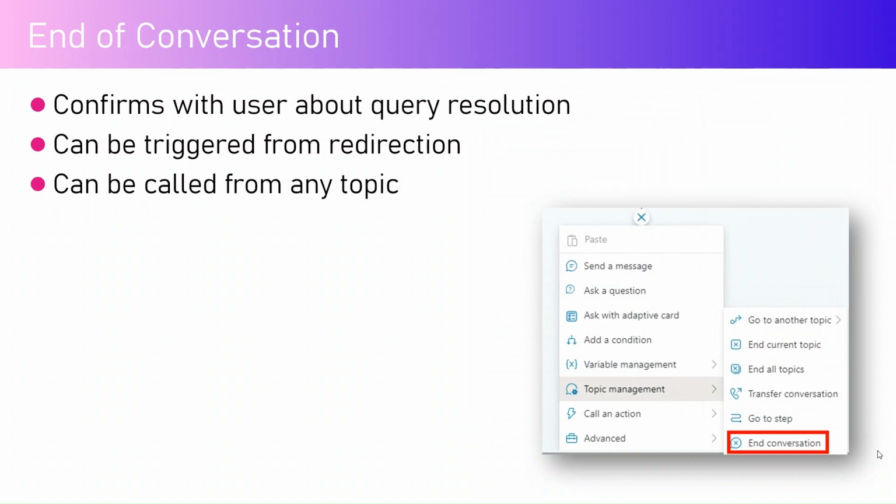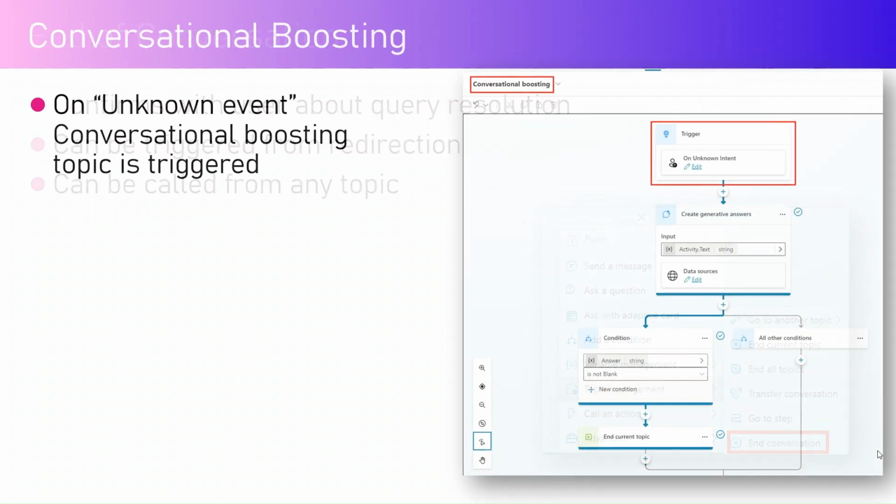Now, it can be triggered from a redirection as well, as you see in the screenshot over here. If I navigate to topic management, I can select end conversation, and then the topic will get redirected to the end of conversation topic. Now, it can be called from any topic. Why is end conversation important? Because if you want to turn off the conversation with the Copilot, then that's an important point. So first we have seen the introduction, when the Copilot gets triggered or started, and next we saw end of conversation. Now the third one is conversational boosting.